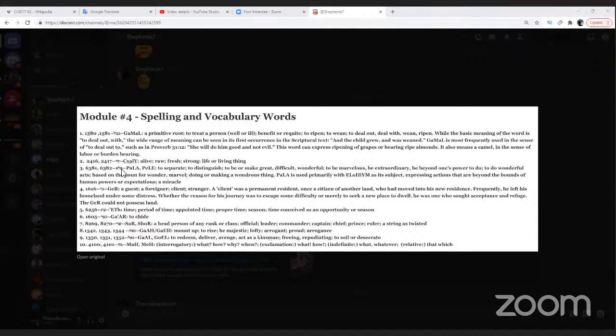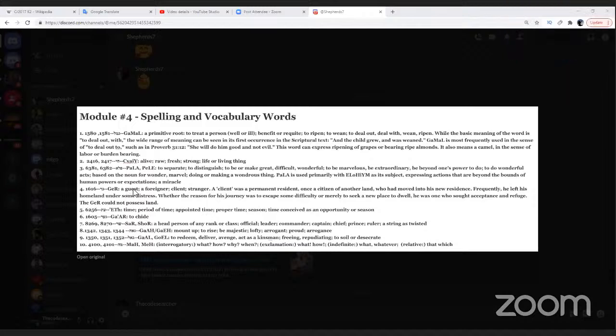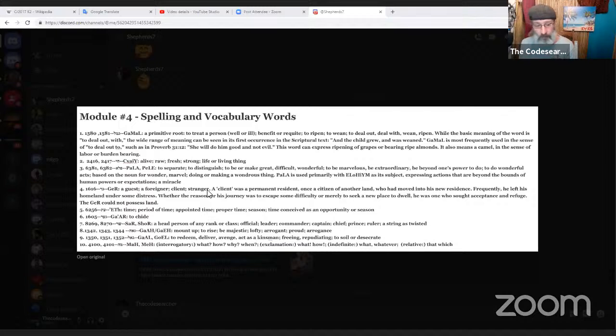Pei and Lamed, Aleph. That's number 3. Number 4 is 1616, which is Ger. It's spelled Gimel Resh. And it means a guest, a foreigner, a client, stranger.